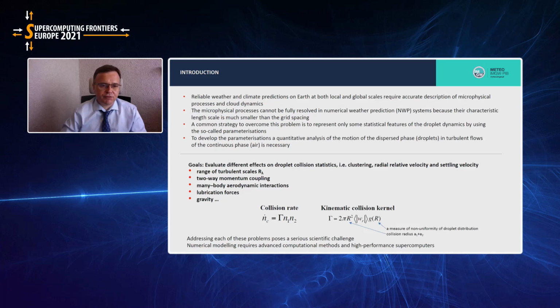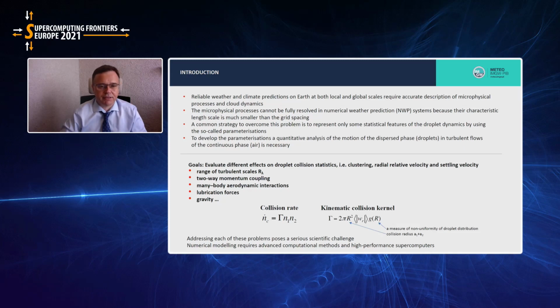And the microphysical processes, unfortunately, cannot be fully resolved in NWP systems. That's because their characteristic length scales are much smaller than the grid spacing of those models. So the common approach is to represent only some statistical features of the droplet dynamics, and we call it parameterizations. But to develop a realistic parameterization, we first have to quantify those processes, and we may get this knowledge from numerical simulations.